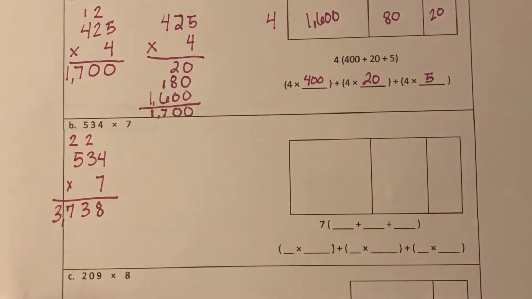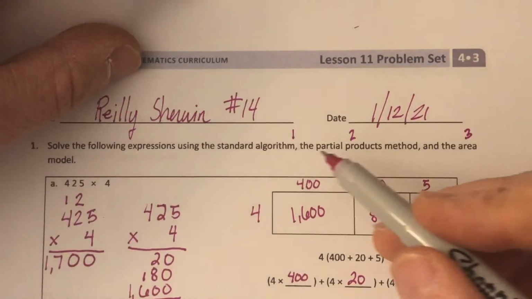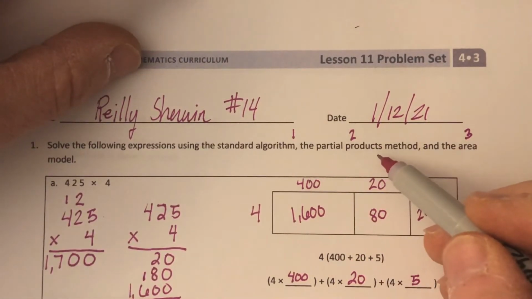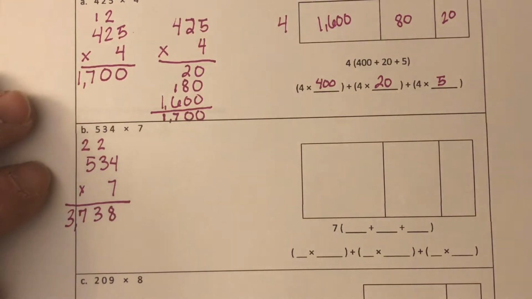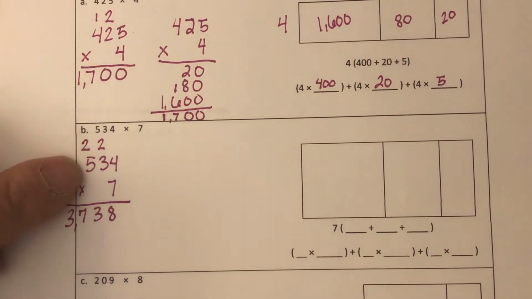So I end up with 3,738. Okay, so I did that. Standard algorithm is my first step, just like we talked about here. Now my second is partial products. So if you remember, I'm going to write this out the exact same way.